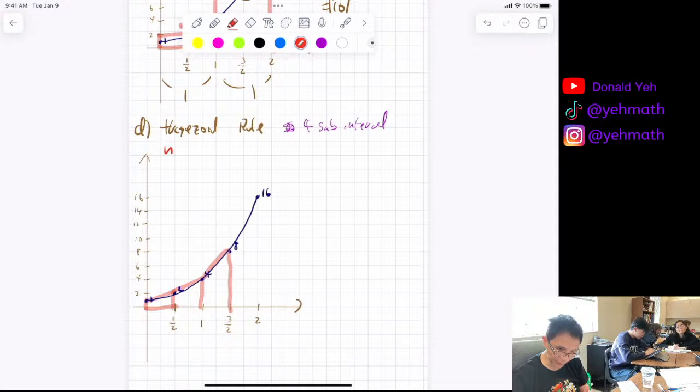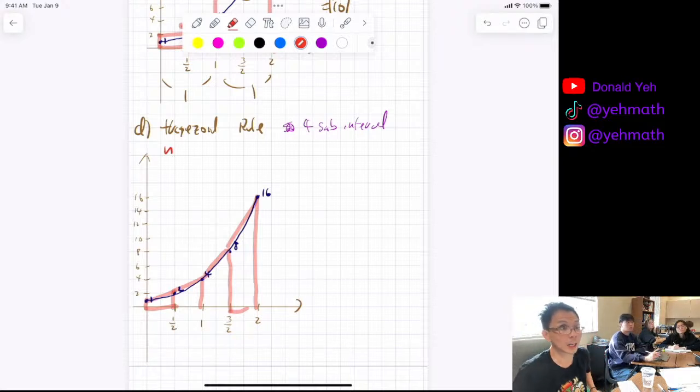Is this over or under? It's over because it's concave down. No, wait, concave up.